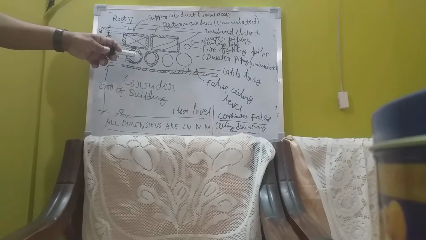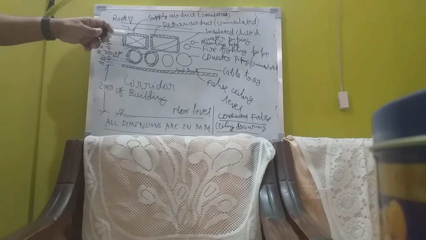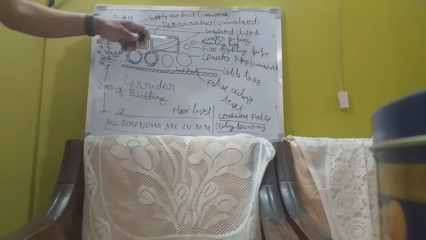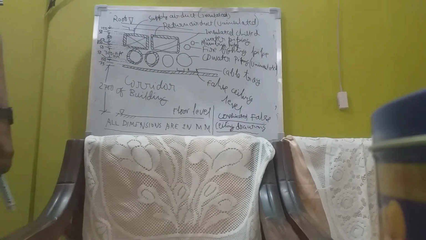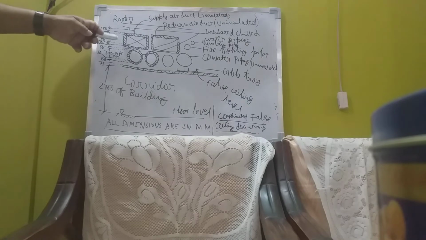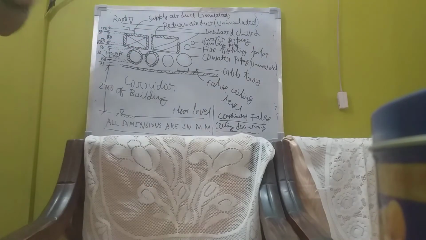Above the chilled water pipe, we are putting the supply air duct and the return air duct. This cross sign is the supply air duct. This one line drawn diagonally is the return air duct. Both are insulated. The supply air duct is insulated with 50 mm thick insulation. The return air duct is insulated with 25 mm thick insulation.